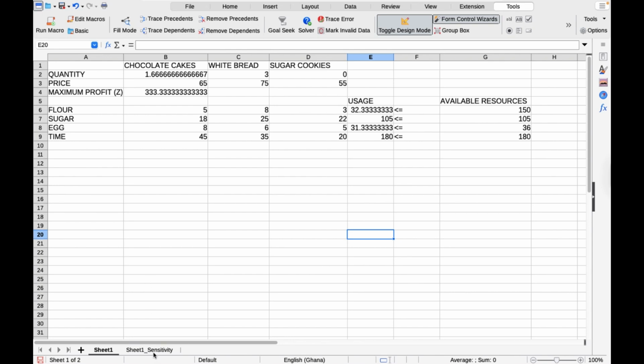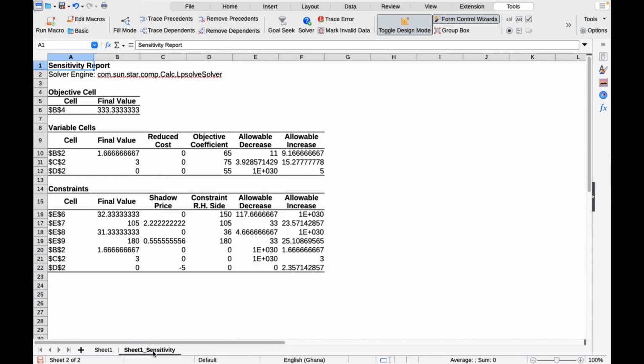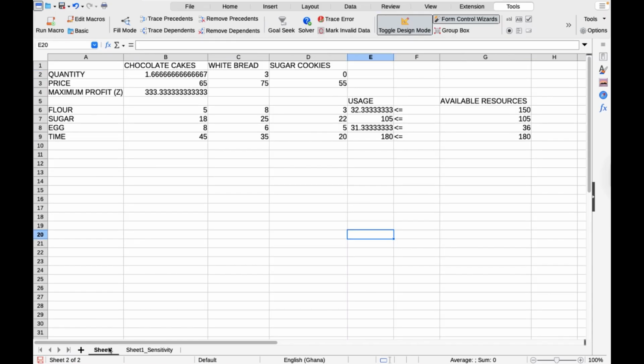Yeah. So for the sensitivity report, we have another video about this where we will go deep into analyzing what it means, the allowable increase, allowable decrease, objective coefficient, the reduced cost, final value, the shadow price, everything. So we explain everything in detail in our next video. So this is how we solve our linear programming using Excel, right?